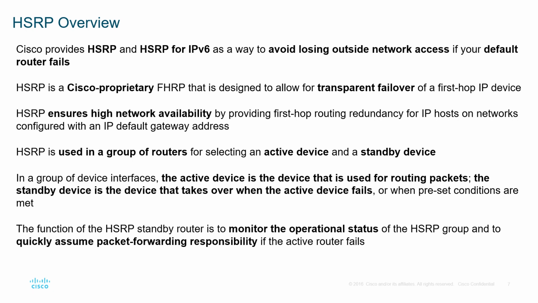So in a group of device interfaces, the active device is the device that is used for routing the packets. The standby device is there only to take over if the active goes down, or if there are preset conditions defined by you. The function of the standby router is to monitor the operational status of the group and to quickly assume packet forwarding if the active goes down.